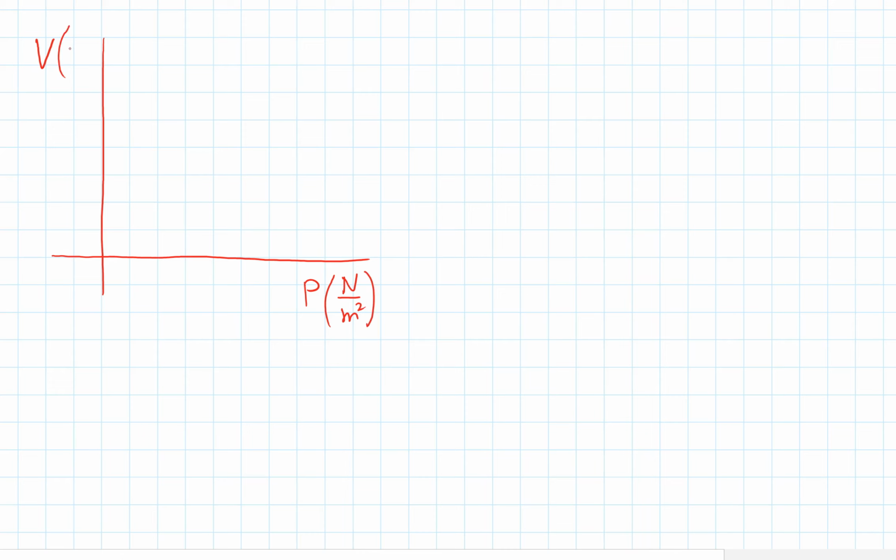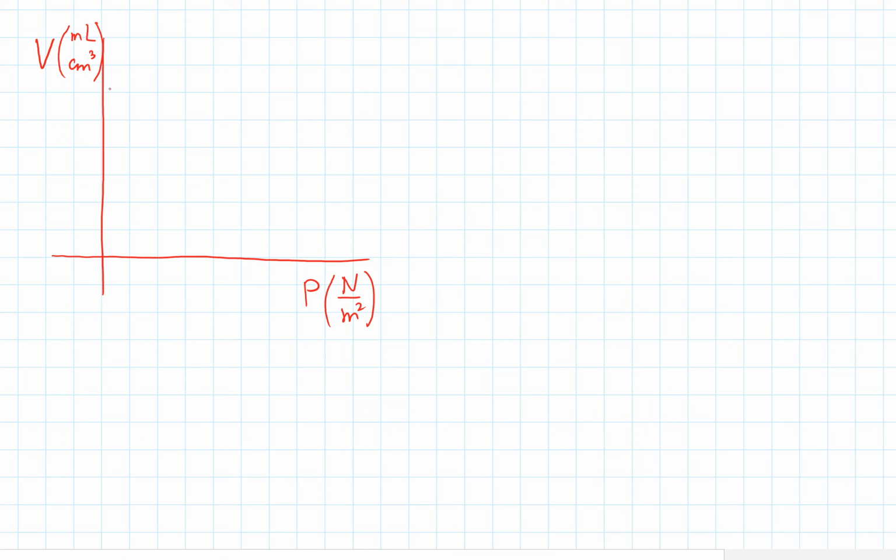So hopefully you were able to come up with a graph of pressure versus volume, and for this graph I was asking you to put pressure in newtons per meter squared, and volume had to be in either milliliters or cubic centimeters, and those are basically the same thing.